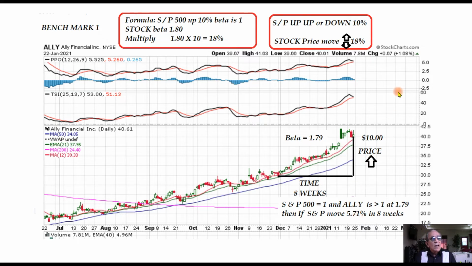So for simplicity, we're going to look here at the S&P 500 up or down 10%. Your stock, with a beta of 1.8, will move 18% up or down. This is the bad side of it. When the S&P 500 goes down 10%, your stock will go down about 18%. It moves with it. So it's good in an uptrend, but it's not good in a downtrend. This is how it actually works.